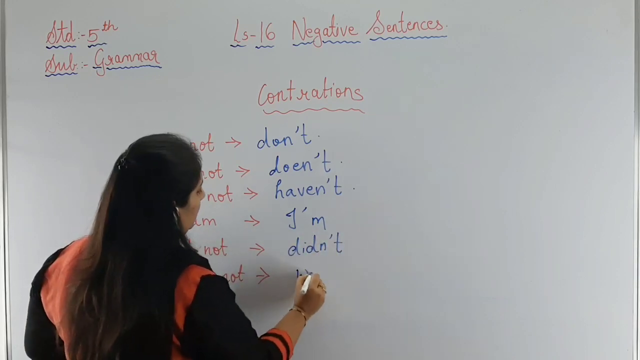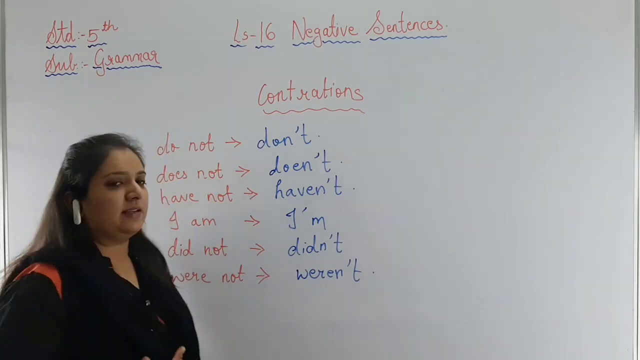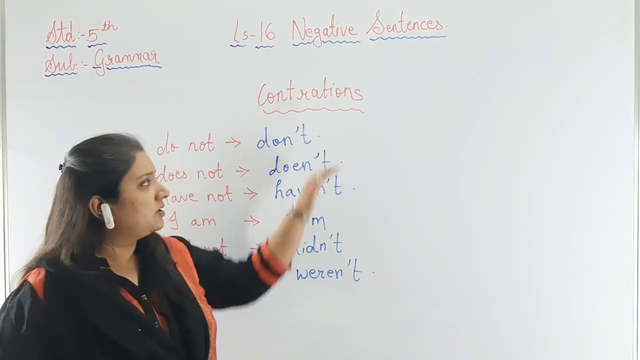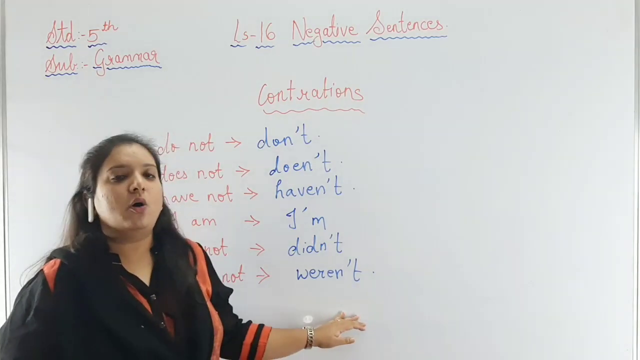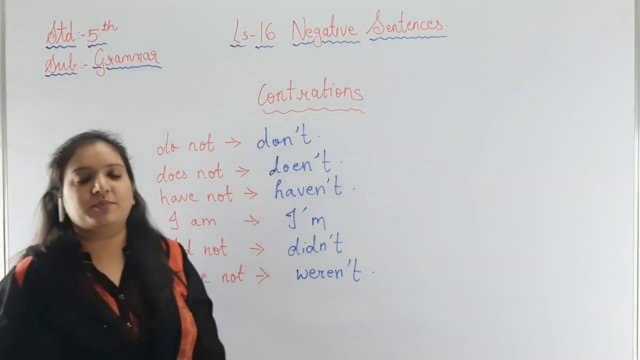Were not, weren't. So students, if the exercise says that you have to use contractions, then we can use these contractions to make negative sentences, or otherwise we can keep these contractions in their original form.